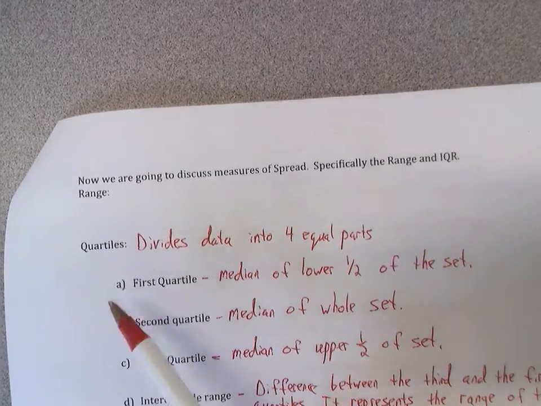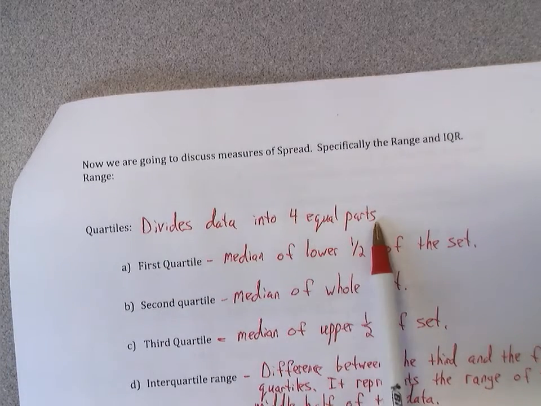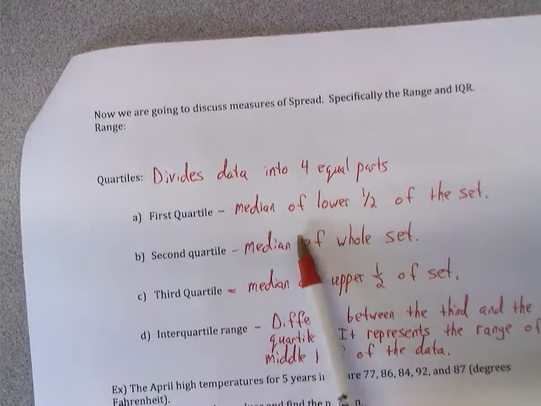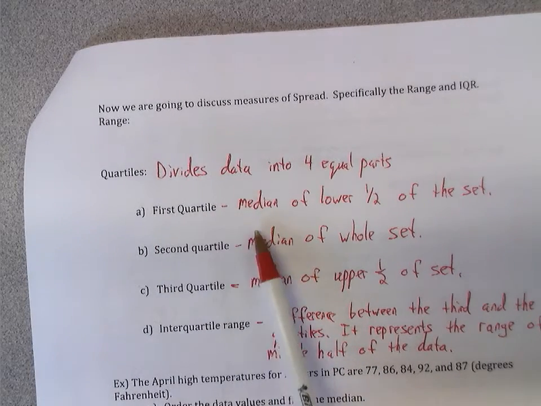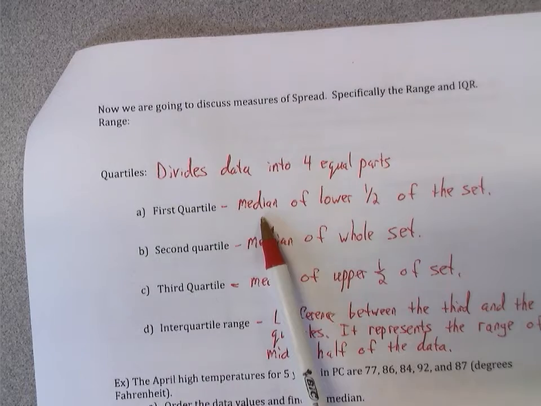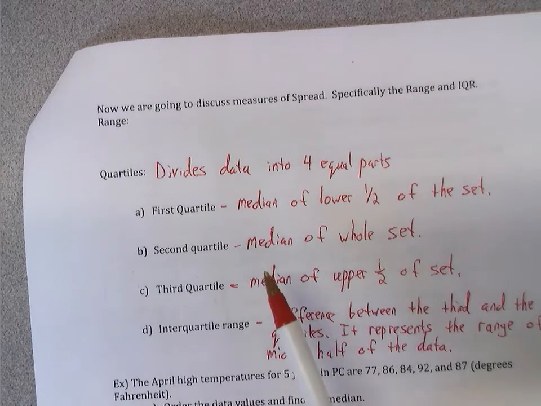When we look at a set of values, we're going to divide the data into 4 equal parts. I've already got our definitions here, so if you want, you can pause the video as you write these. First, there's the first quartile. The first quartile is the median, or middle, of the lower half of a set of data. We'll take a look at that in a moment.